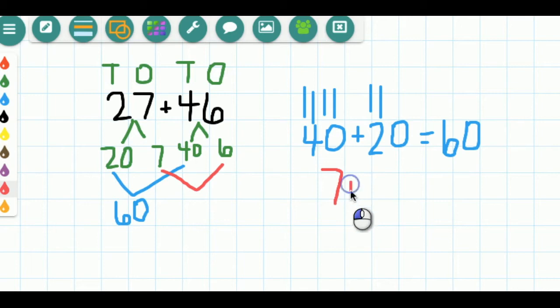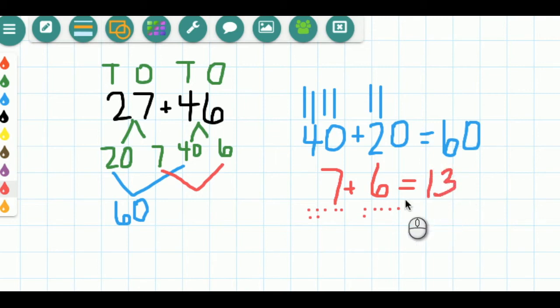So 7 plus 6, and you can work this out on your own. 1, 2, 3, 4, 5, 6, 7. I like to draw my ones in groups of 5. 1, 2, 3, 4, 5, 6. 7 plus 6. So we have 7 and 6, and as you can see, we have 5 and 5, which is 10, and then 3 more ones, 13. So 7 plus 6 equals 13.